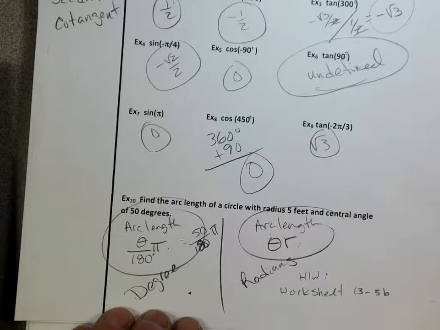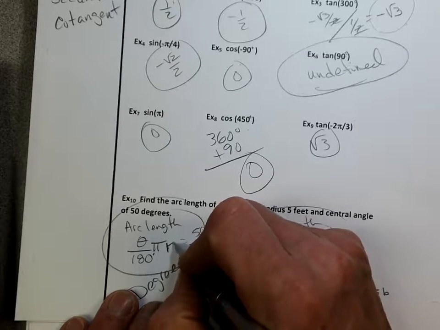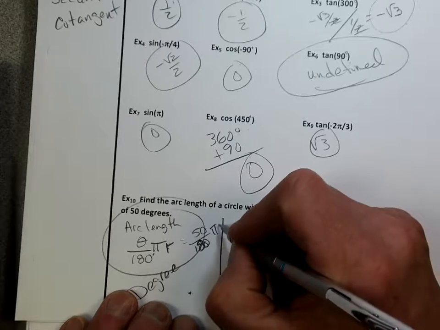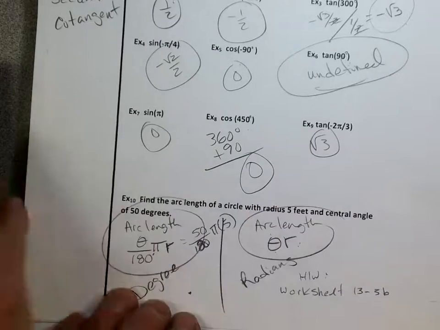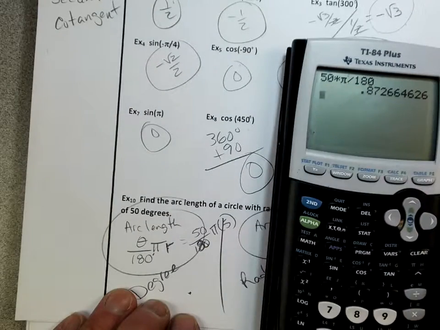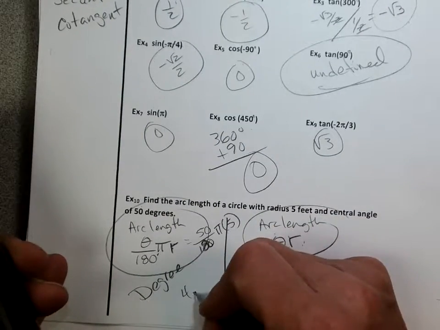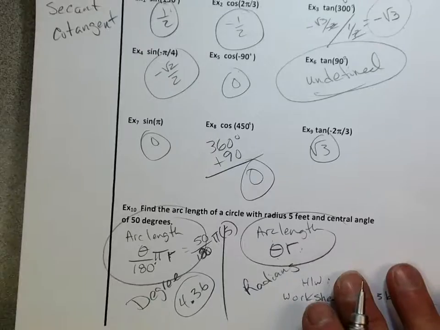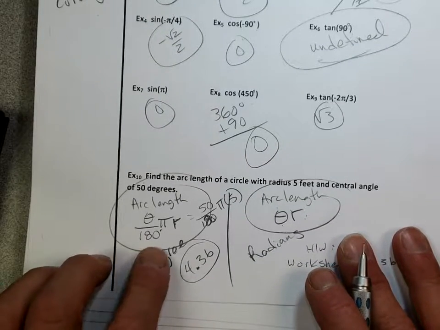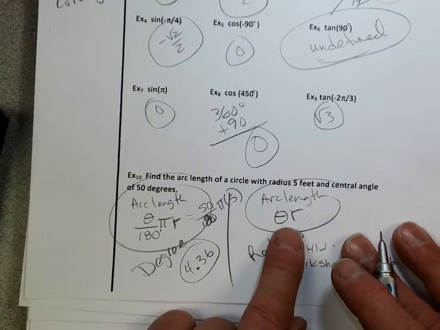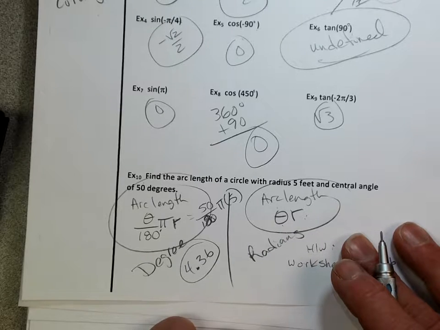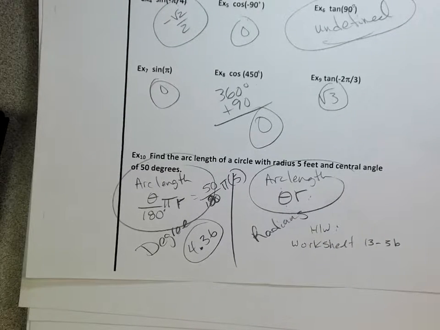Oh, I forgot the radius, didn't I? Oh, my bad. I'm tired. Put an r here for the radius. I knew something was wrong. Times 5. The answer is 4.36. I thought that was kind of small. Got the radius. Okay, arc length: theta over 180 times pi times r. Arc length is just theta times r. Okay, easy. Okay, let's go ahead and stop the record.